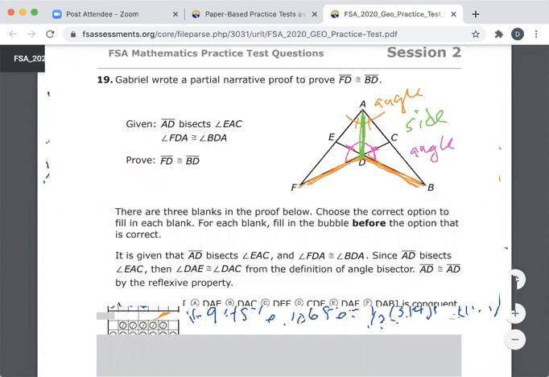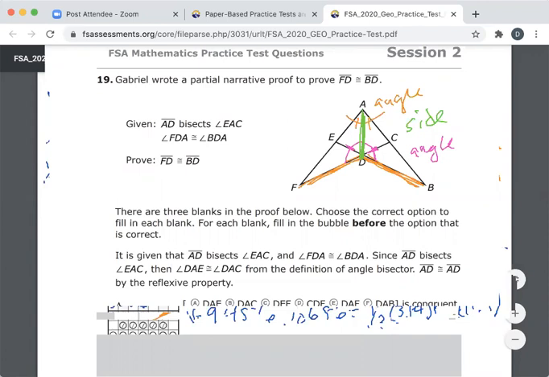Now, we have 3 lines down here to fill in. We know that AD, the side, bisects EAC, those orange angles I put up top. And we know that the pink angles, FDA and BDA, are the same. Since AD bisects EAC and DAE, those orange angles I put up top, from the definition of the angle bisector, and that AD, that's the green side by the reflexive property.